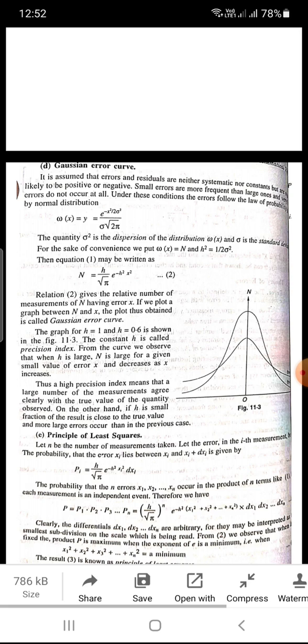Now, from this equation, that is equation number 2, we observe that when h is fixed, the product P is maximum when the exponent of e is minimum, that is when x1 square plus x2 square plus x3 square up till xn square is minimum. The result 3 is called the principle of least square. Thank you.